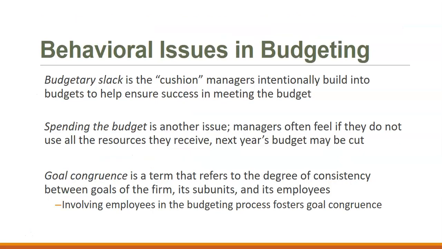We can have behavioral issues in budgeting. So one of those is budgetary slack. Budgetary slack is a cushion that managers intentionally build into budgets to make it easier to actually hit budget goals. So one of the performance evaluation measures that we're using to measure how well managers are doing at their jobs is whether or not they're able to meet their budget. We can incentivize managers to build in this budgetary slack, which gives them goals that are easy to hit.